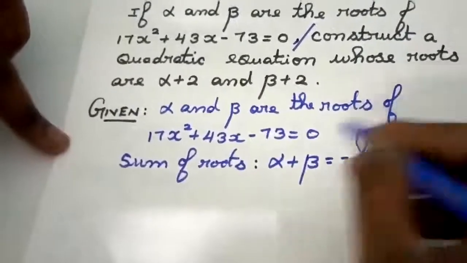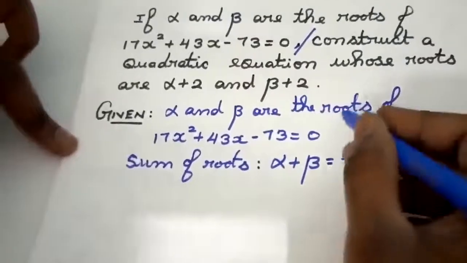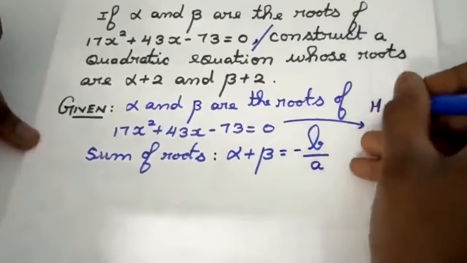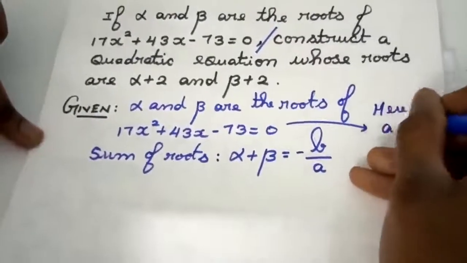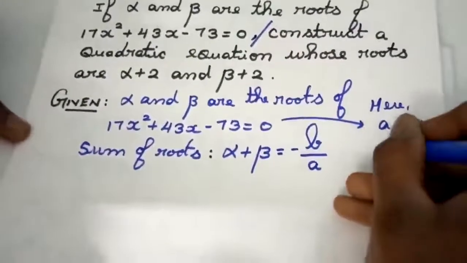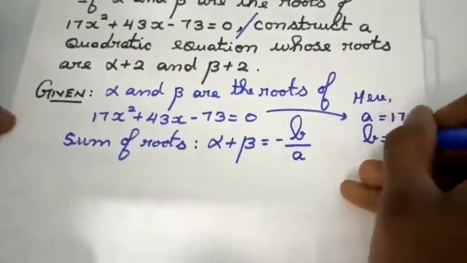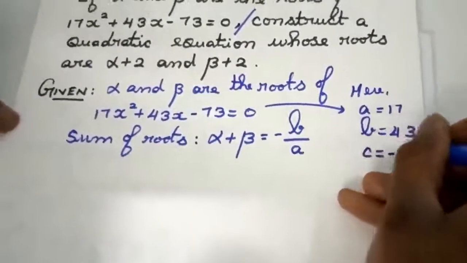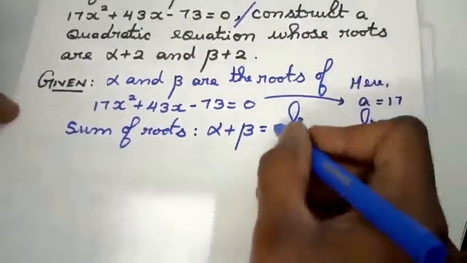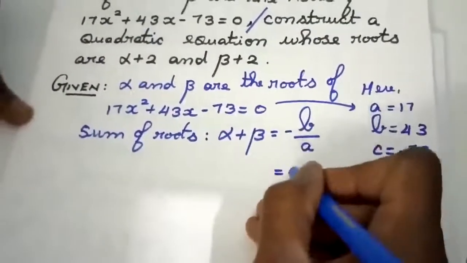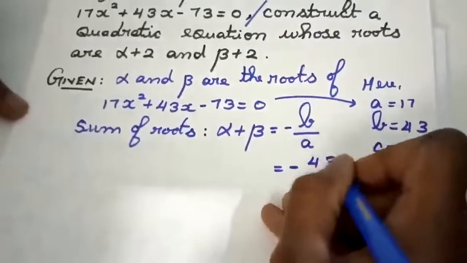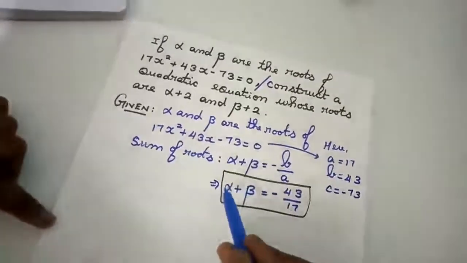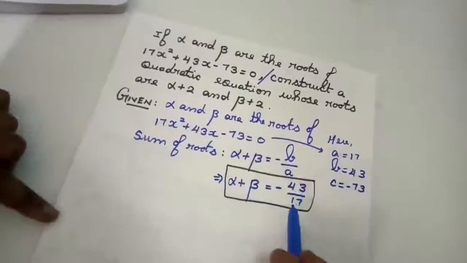Before calculating the right hand side, let me take this equation. Here, the value for a is 17, b is 43 and c is minus 73. Let me apply here minus b by a, that is minus 43 by 17. Alpha plus beta equal to minus 43 by 17.